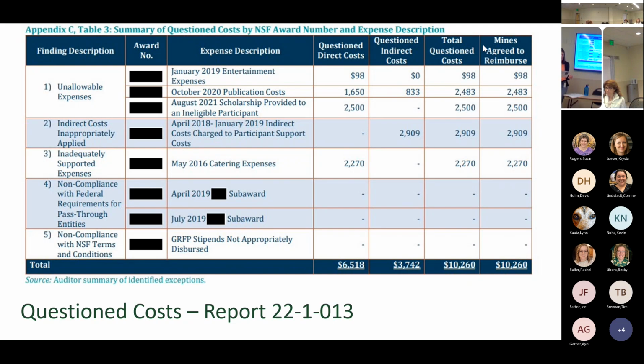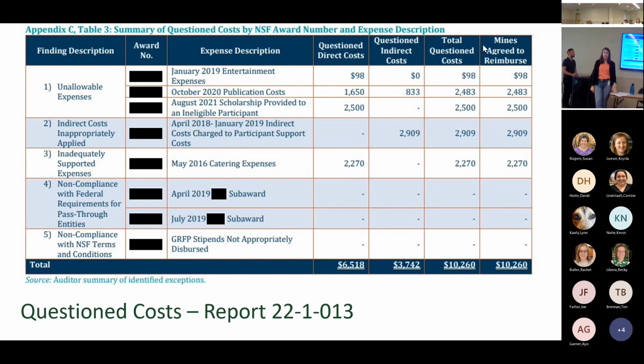Number two, the indirect costs were inappropriately applied. Again, in this specific case, they had all of the expenses charged under participant support, even for employees. So IDC was not charged on the employee portion of the expense. CSU has them in two separate accounts, so as long as you keep them separate in the two accounts, IDC will be charged appropriately.